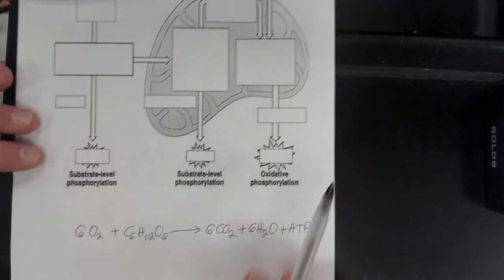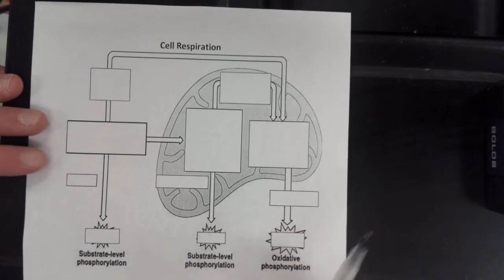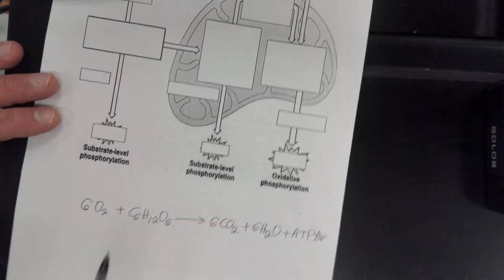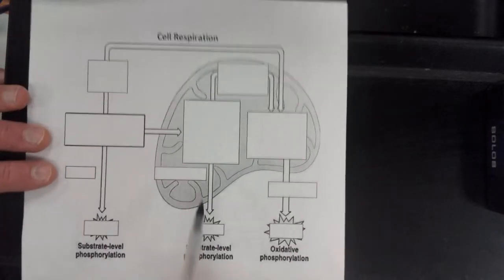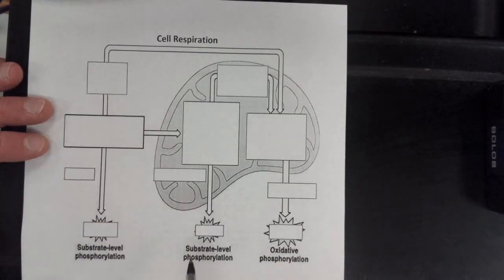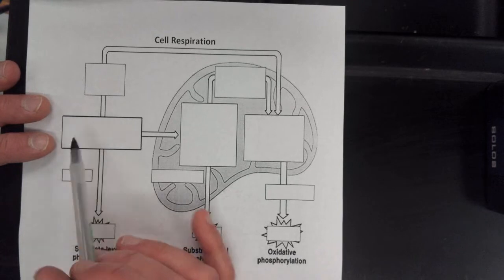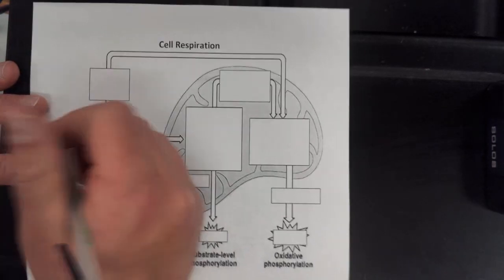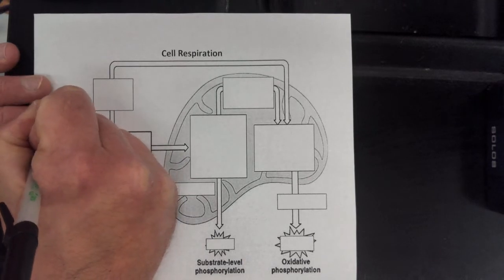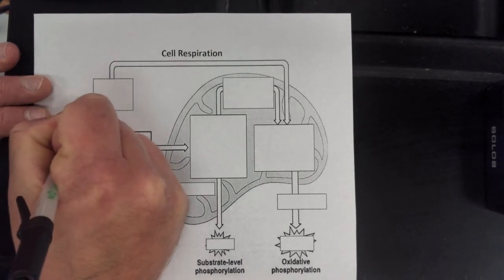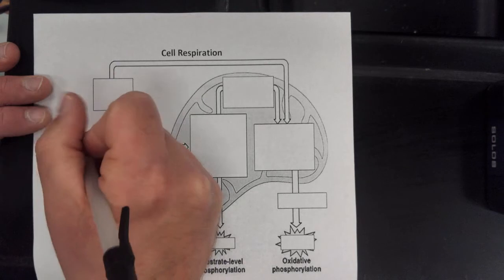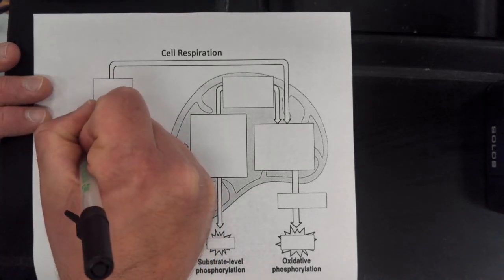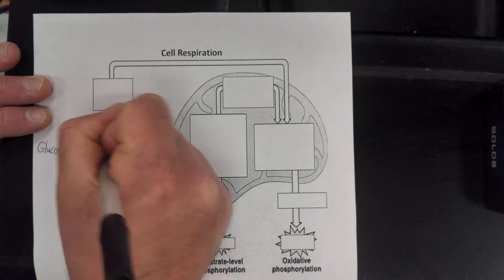Okay, so let's go ahead and go into this diagram. So we're going to apply, just like we did last time, we're going to apply this equation to what's going on inside the cell. So this area represents the cytoplasm. Okay, glucose enters in. It enters in this chemical reaction, and I'll put 1 because it's the first one, glycolysis.